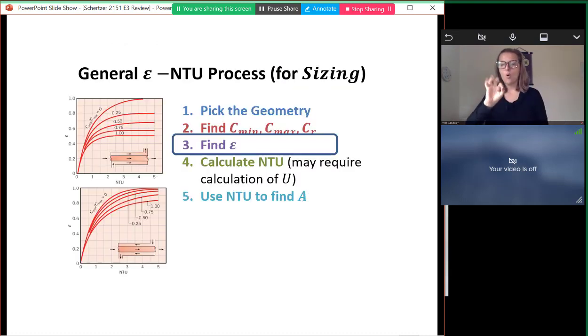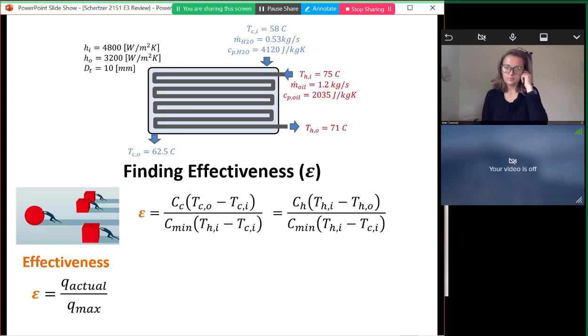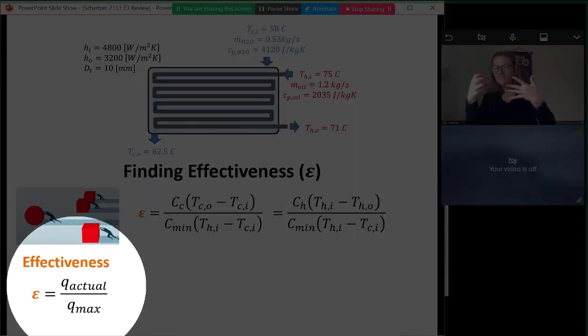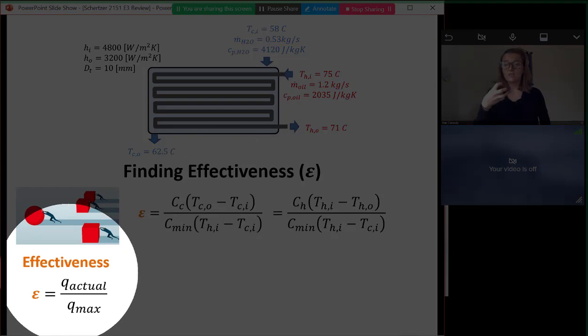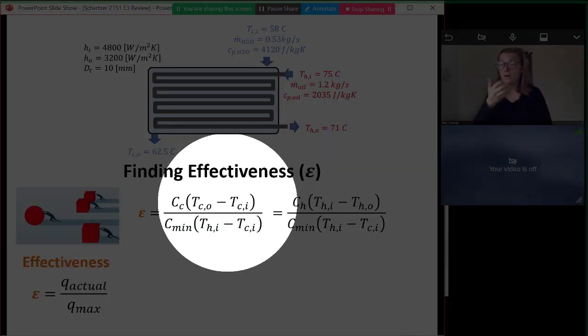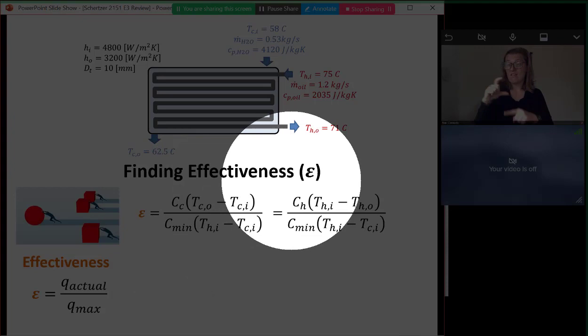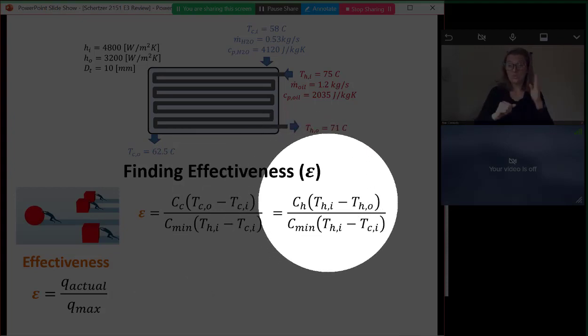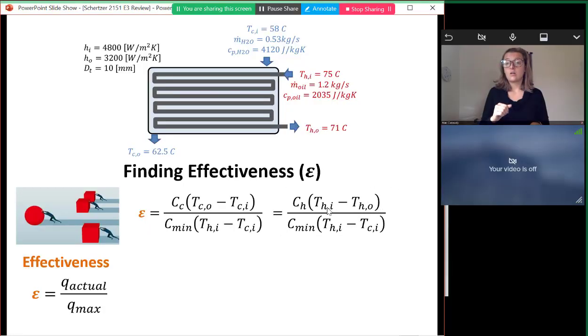So now I'm going to find the effectiveness. So effectiveness is going to be the actual amount of heat divided by the maximum amount of heat. So I have two choices here because the actual amount of heat, like we said, can be big C on the cold side multiplied by delta T on the cold side. Or it can be big C on the hot side multiplied by delta T on the hot side.